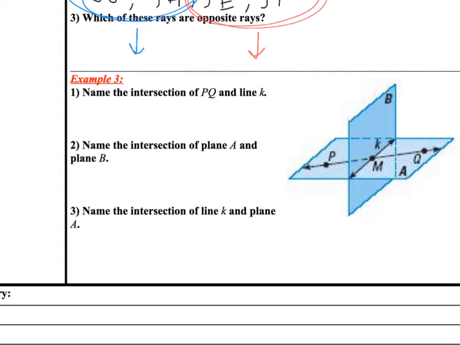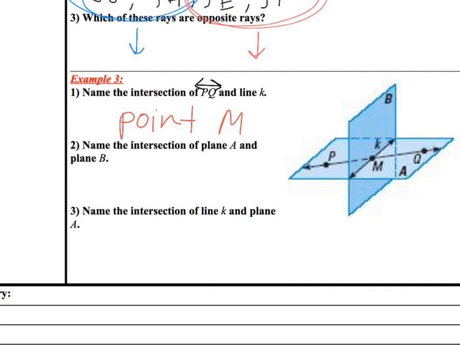PQ, is PQ a line, a segment, or a ray? It's a line, so let's make it a line. We have to put that notation at the top of it. Name the intersection of PQ and line K. So where do PQ and line K intersect or cross? Alden, where do they cross? Yeah. They cross at point M. So 2 lines cross at what?